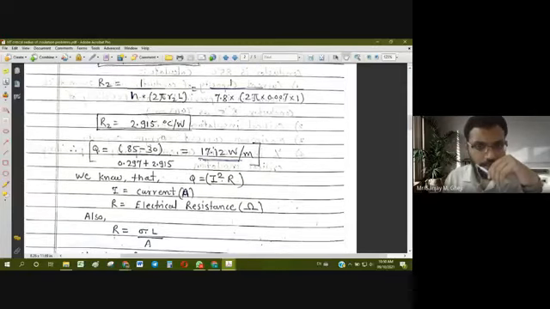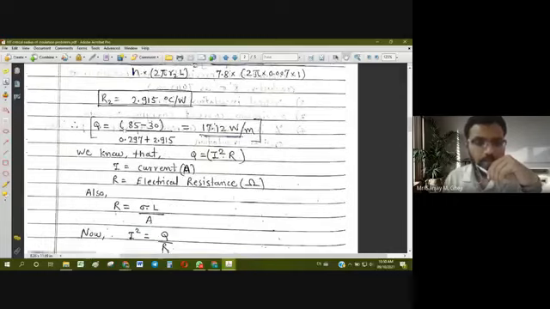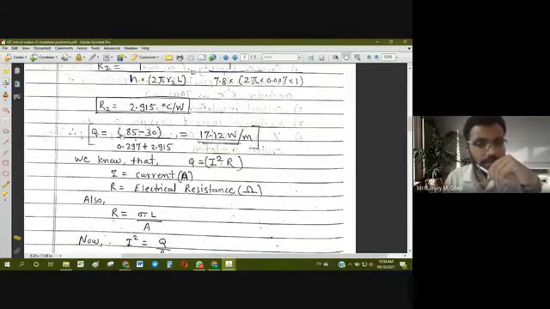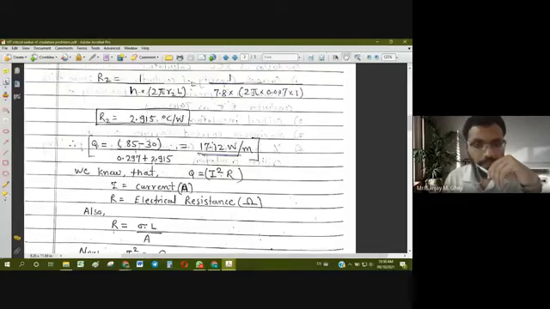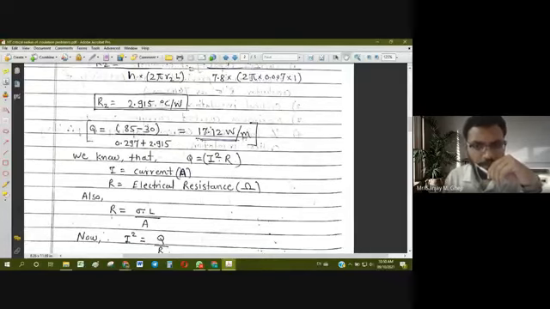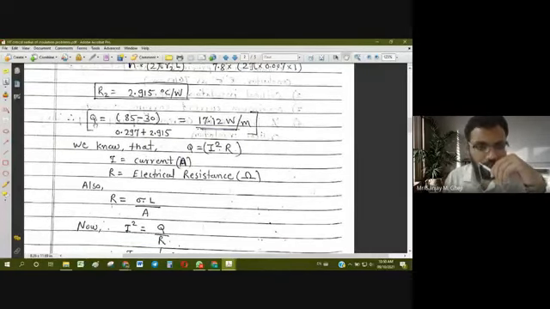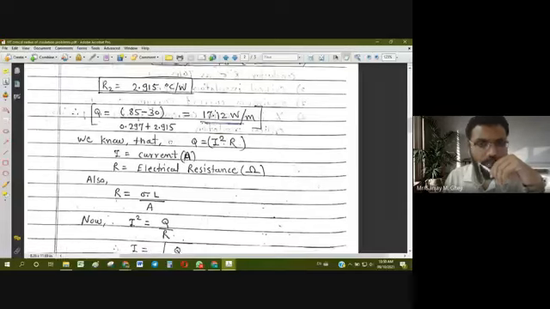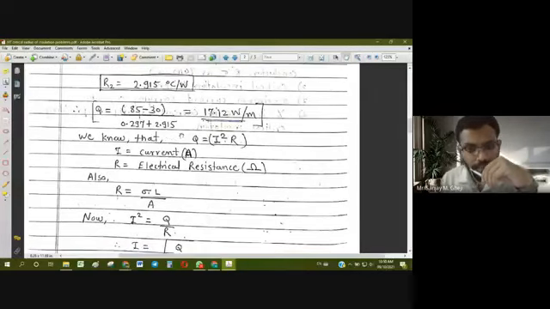So both resistances are obtained. We can add them to get the total equivalent thermal resistance. So Q equals 85 minus 30, this is delta T, divided by the total resistance, the sum of these two, which is equal to 17.12 watt per meter. Per meter we are writing because we have considered length to be 1 meter. So the heat transfer rate is this much. So the heat loss from the conductor is this much.